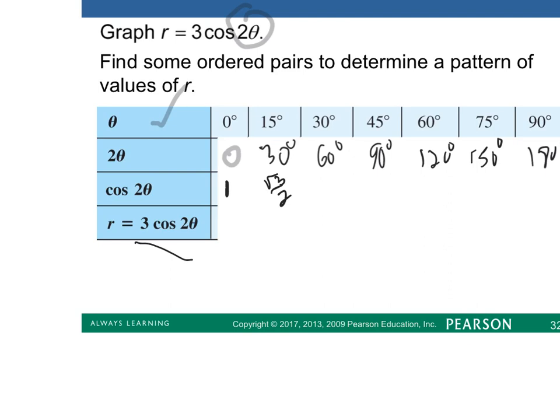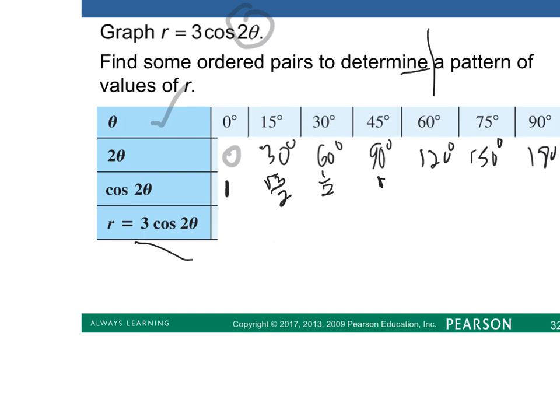I messed up on this. Yeah, cosine of 60. See, did I mess up here? Is 1/2. Cosine of 90 is 1. And now we get to the bigger angles.